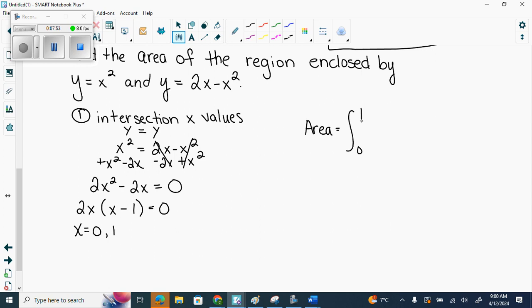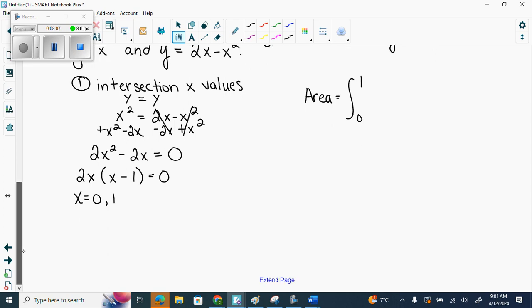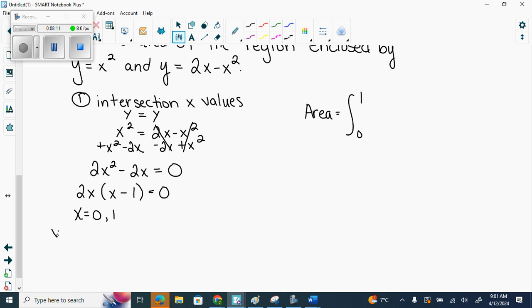Right? Now my next step is, I have to figure out which one is higher than the other one. Can we just plug in the number in the middle? You can plug in a number in the middle and see. So we could plug in 0.5. So I could go y equals 0.5 squared. And I could go y equals 2 times 0.5 minus 0.5 squared.